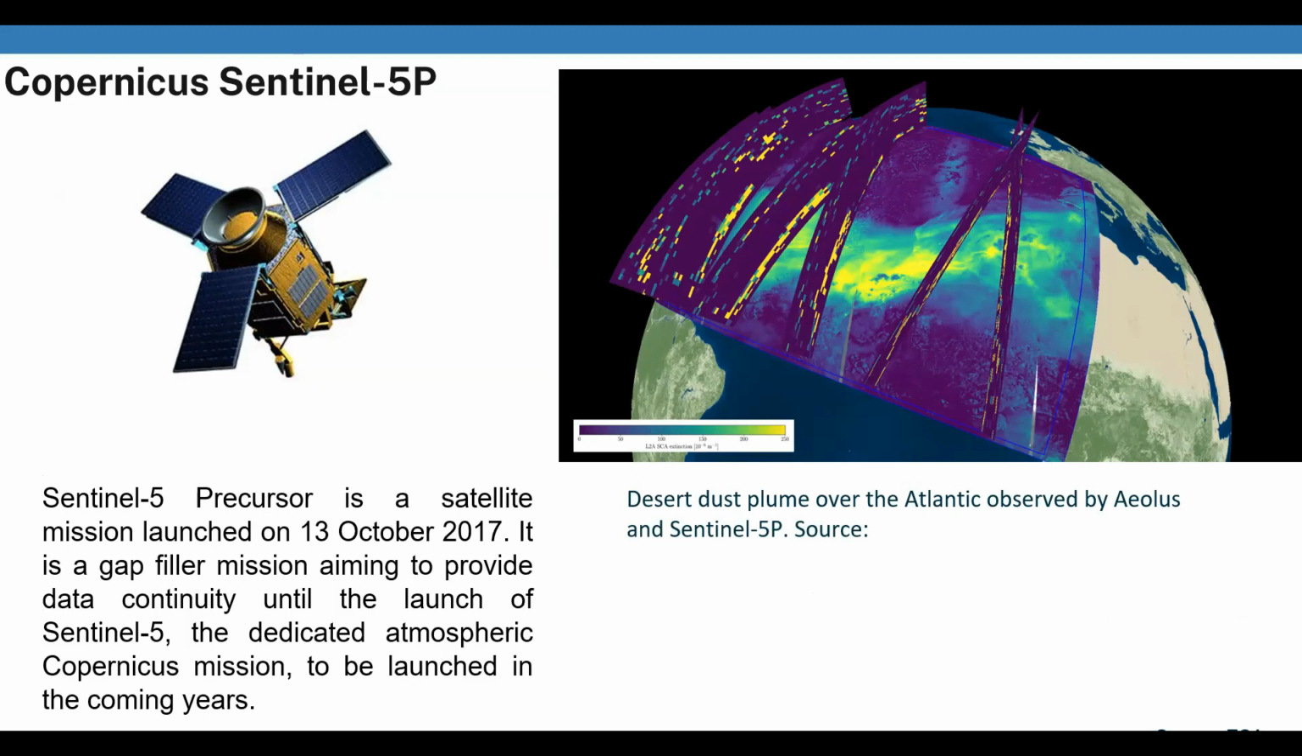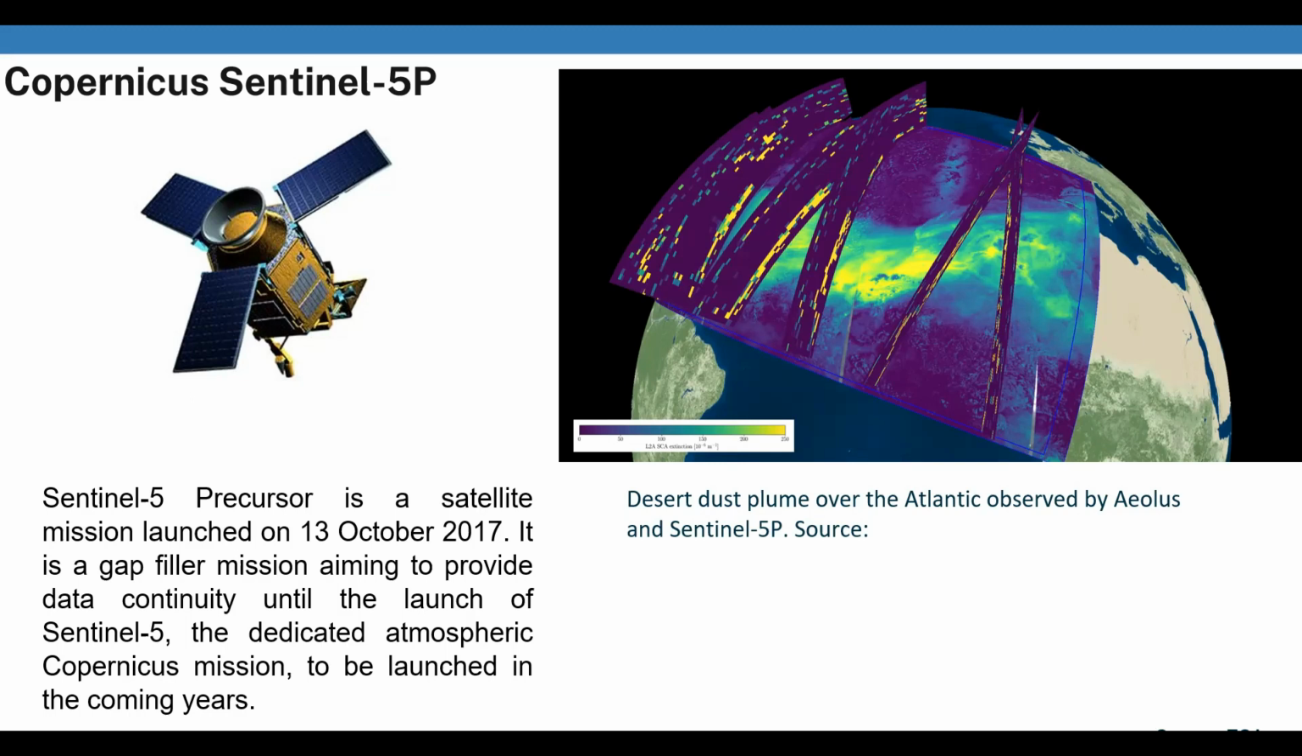Here we have the Copernicus 5P. P stands for precursor. This is a satellite mission launched in October 2017 to fill the gap and in order to provide data continuity until the launch of Sentinel-5. Sentinel-5P provides measurements of key atmospheric constituents such as sulfur dioxide, nitrogen dioxide, methane, and other atmospheric constituents.